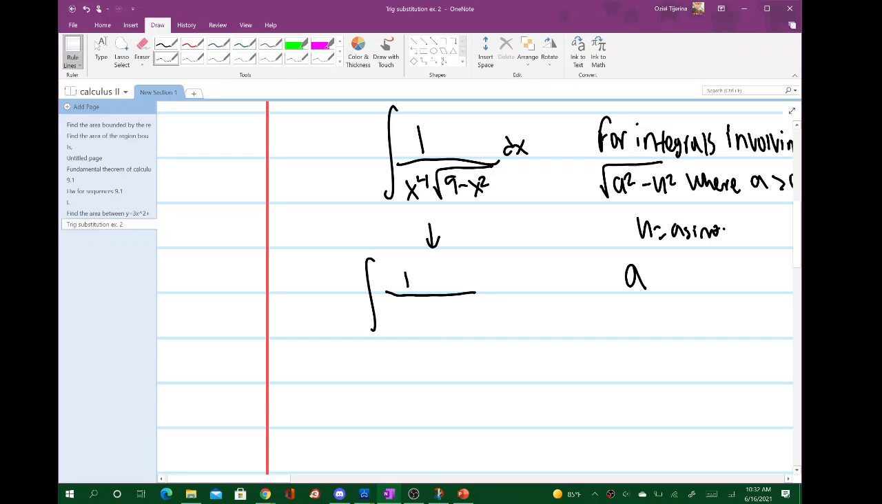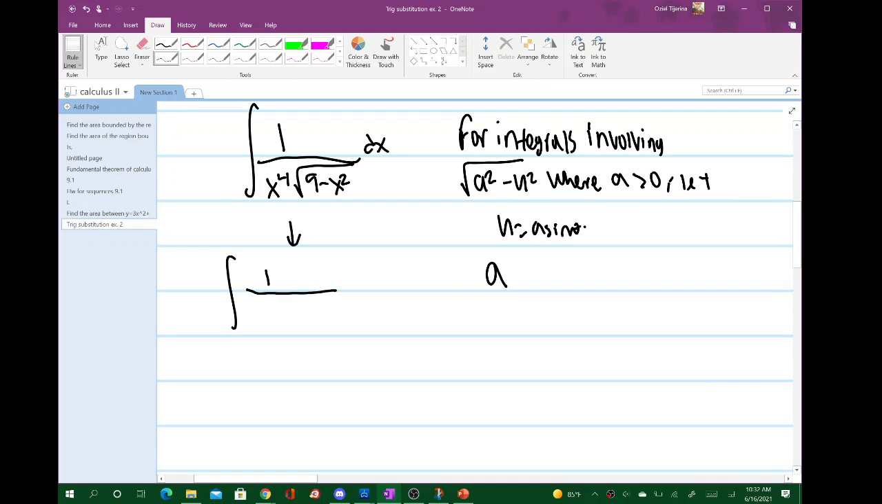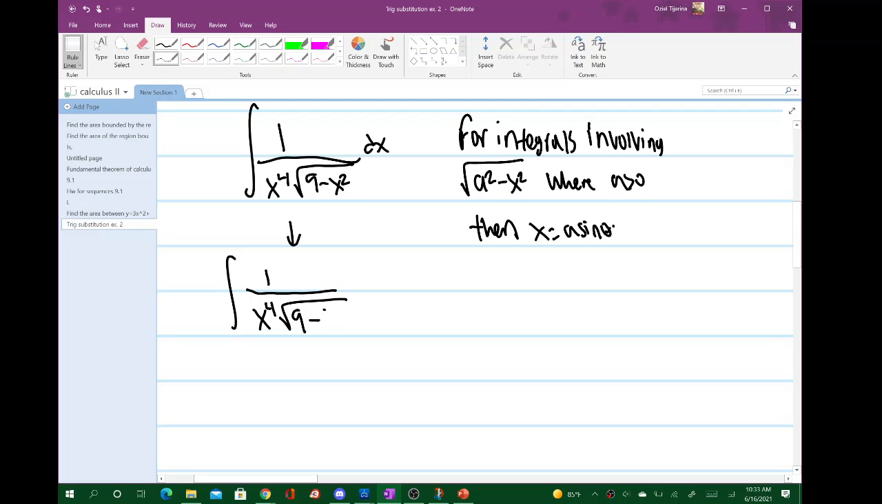So here we have u to the 4th square root of 9 minus u squared. Oh my, this one's weird. Okay, so we're going to make u equal a sine theta. Basically, I'm just going to rewrite this in terms of x: a squared minus x squared, where a is greater than 0, then x will be a sine theta. So here I'm going to say this is x to the 4th square root of 9 minus x squared.